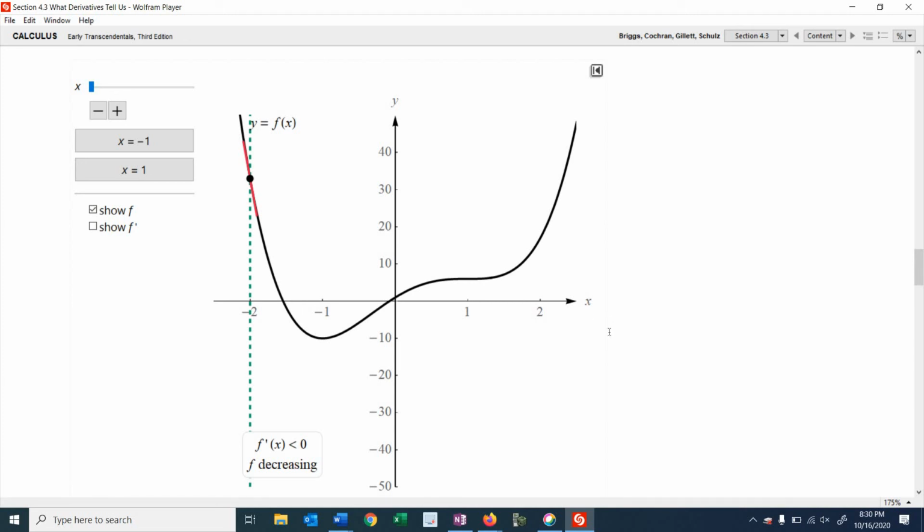Okay, so that's how the first derivative test works. Using the first derivative test, we're able to classify all the critical points for the function as either being the location of a local maximum, a local minimum, or neither.